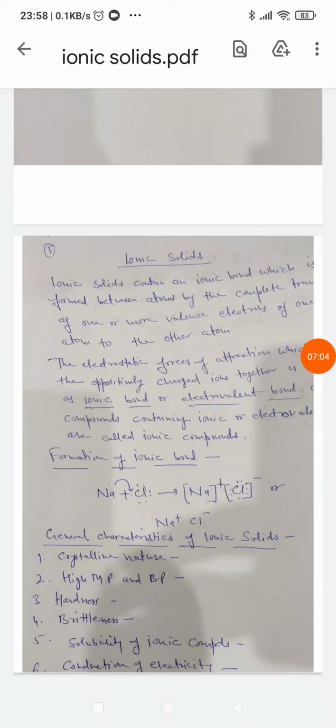Number 8, non-directional. The ionic bond is non-directional. That is, in ionic compounds, each ion is surrounded by oppositely charged ions held together by electrostatic forces, and these forces are uniformly distributed all around the ion. That is, the electrical field is non-directional. Therefore, ionic bond is non-directional.